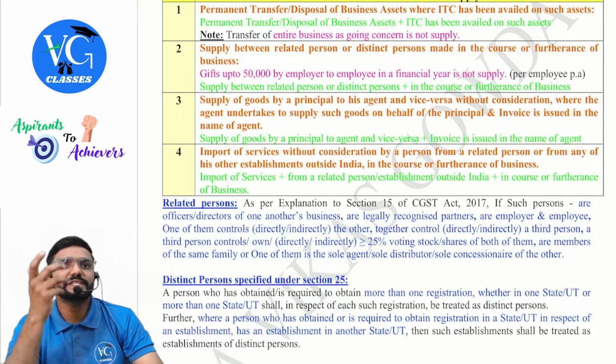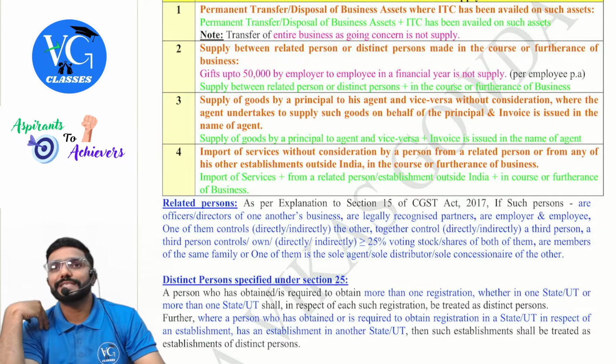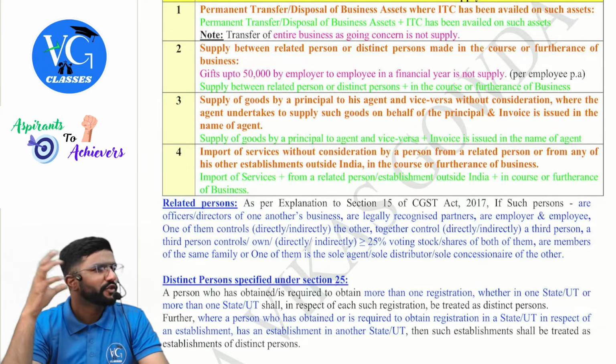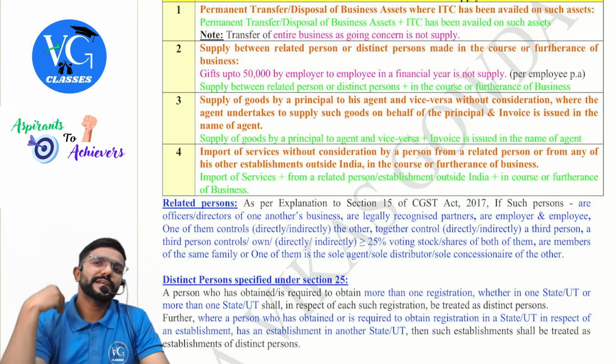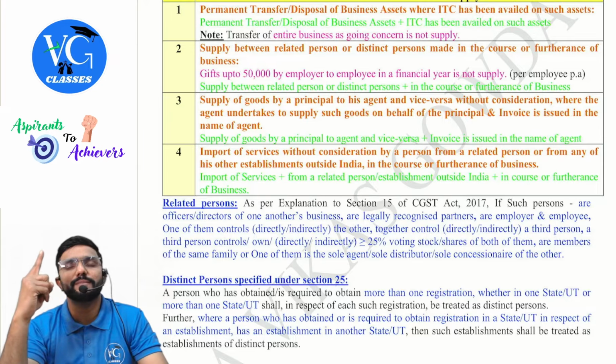Same, let me take a different scenario. It was a purchase, now let us make it a sale. Now I want to sell my goods. I have appointed you as an agent. You found the customers for me. I am directly supplying to the customer. Invoice also I am issuing in the name of the customer. Only one supply, 7(1)(a).